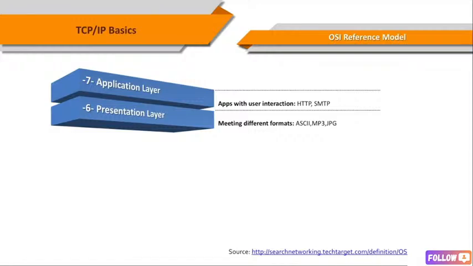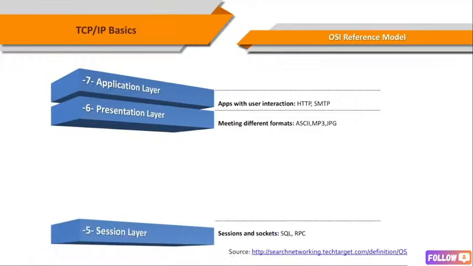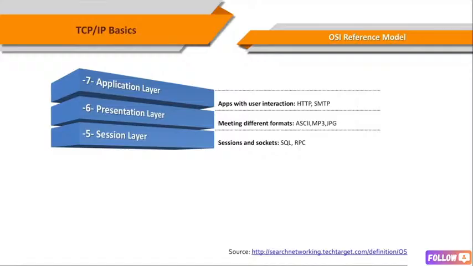This layer is usually part of an operating system and converts incoming and outgoing data from one presentation format to another. For example, from clear text to encrypted text at one end and back to clear text at the other. Layer 5, the session layer. This layer sets up, coordinates, and terminates conversations. Services include authentication and reconnection after an interruption.